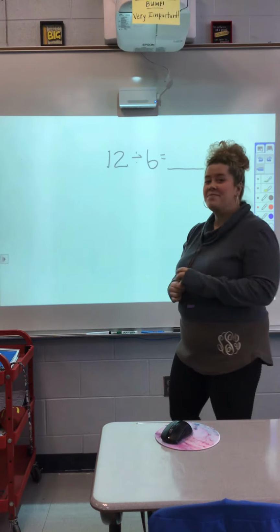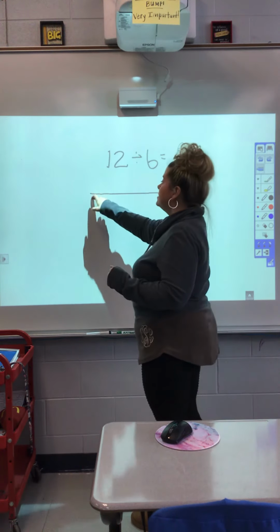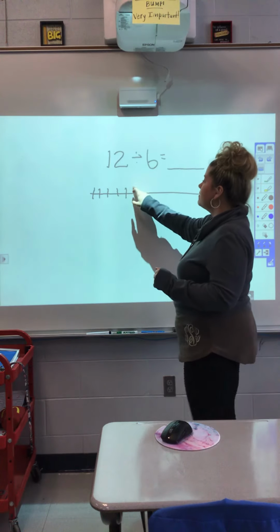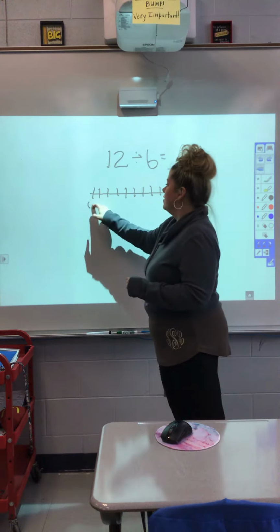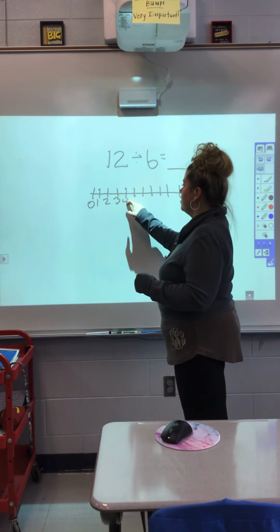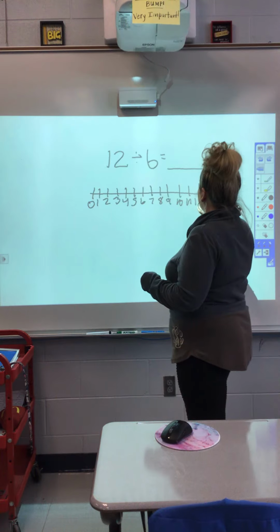All right, are you ready? So let's draw our number line. That should always be your first step. 0, 1, 2, 3, 4, 5, 6, 7, 8, 9, 10, 11, 12. And then I number it.